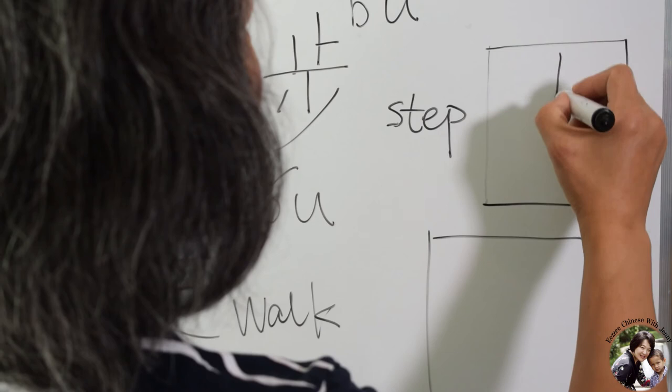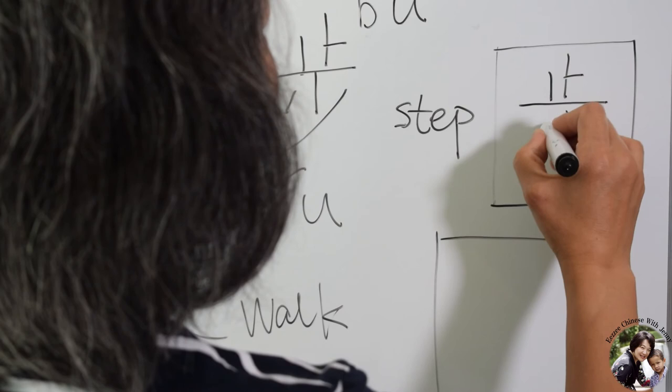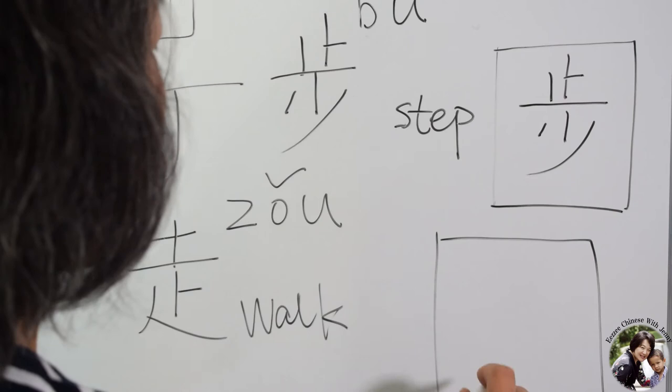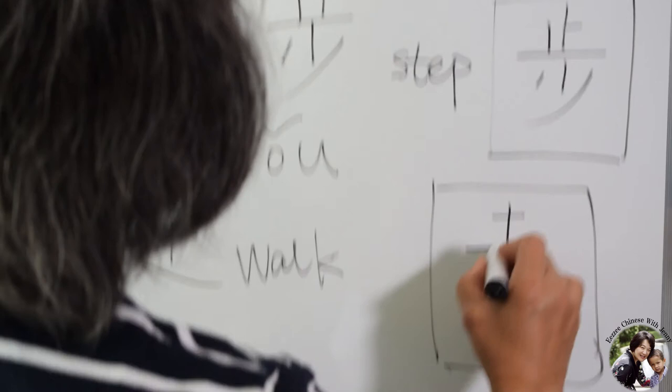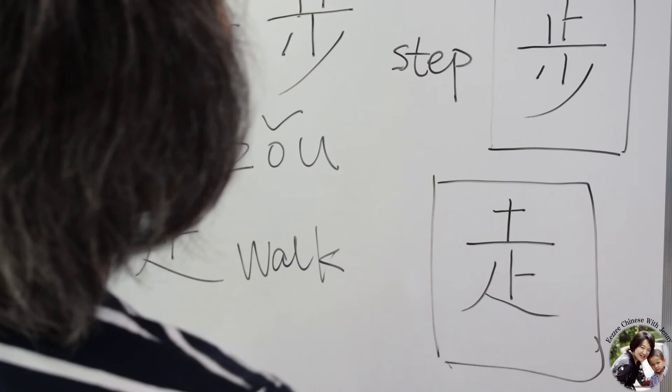竖横, 竖横, 竖, 撇, 撇, 步. Step, a footstep. 横, 竖, 横, 竖, 横, 撇, 捺, 走, walk.